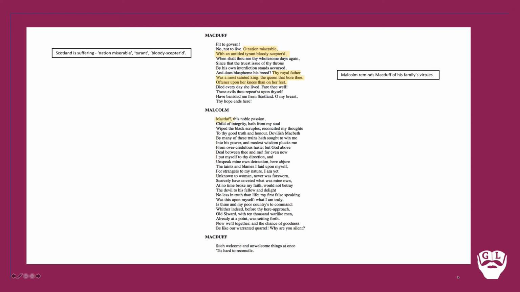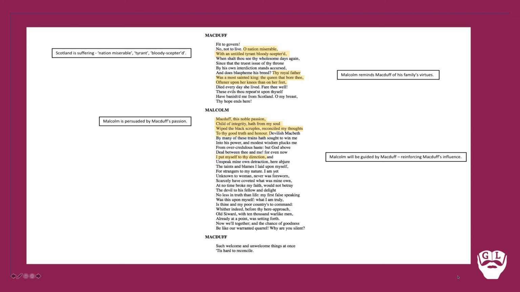And this persuades Malcolm. He says, "Macduff, this noble passion, child of integrity, have from my soul wiped the black scruples, reconciled my thoughts to thy good truth and honour." He is persuaded by Macduff's passion and makes him realise that his flaws are not as large as they seem, and they really are not the significant thing that he has initially made them out to be. He then says, "I put myself to thy direction," that Macduff will govern him, again reinforcing Macduff's continuing and growing influence in the play, and how he's becoming a much more significant figure as we are heading towards the play's end.